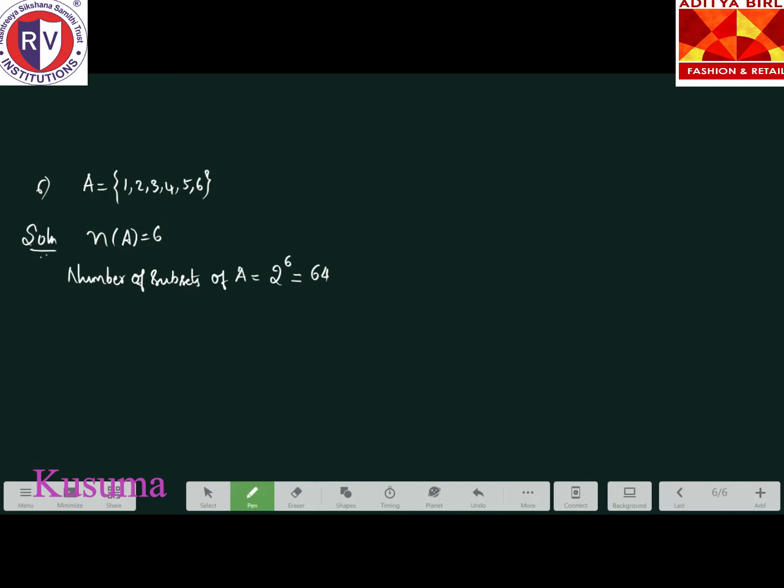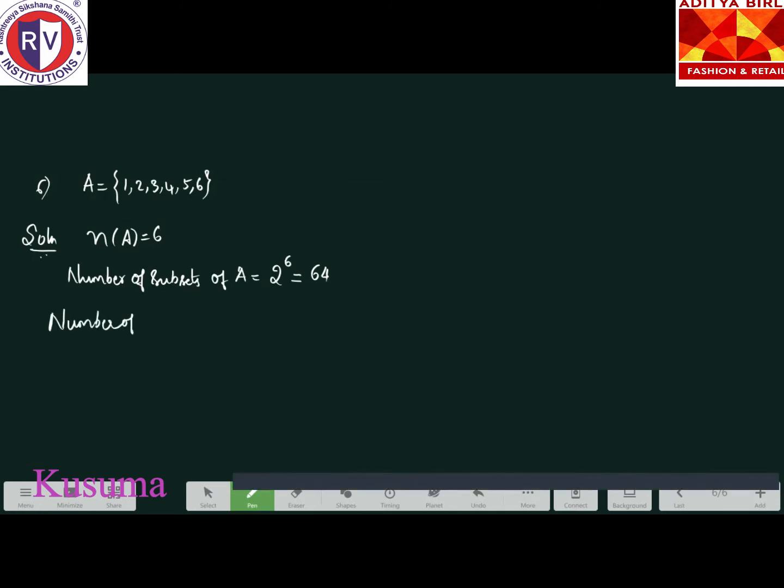Now, the number of subsets of A having at least 2 elements is 64, that is the total number of subsets, minus 7.